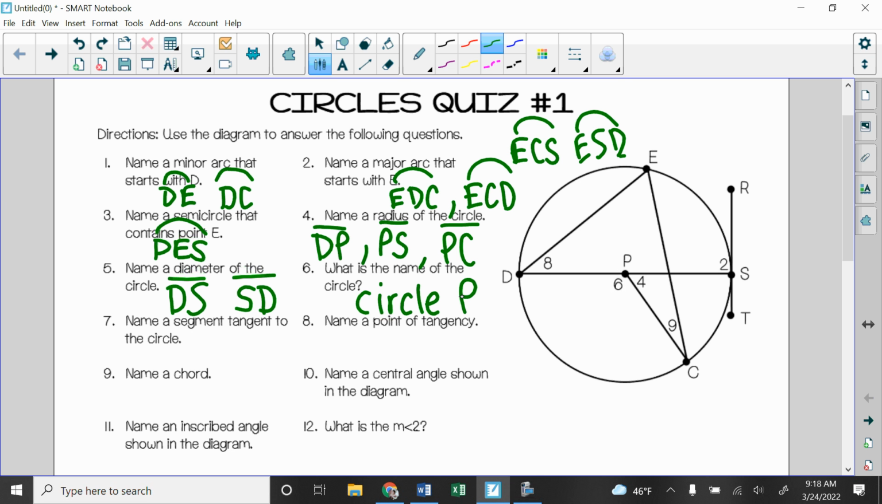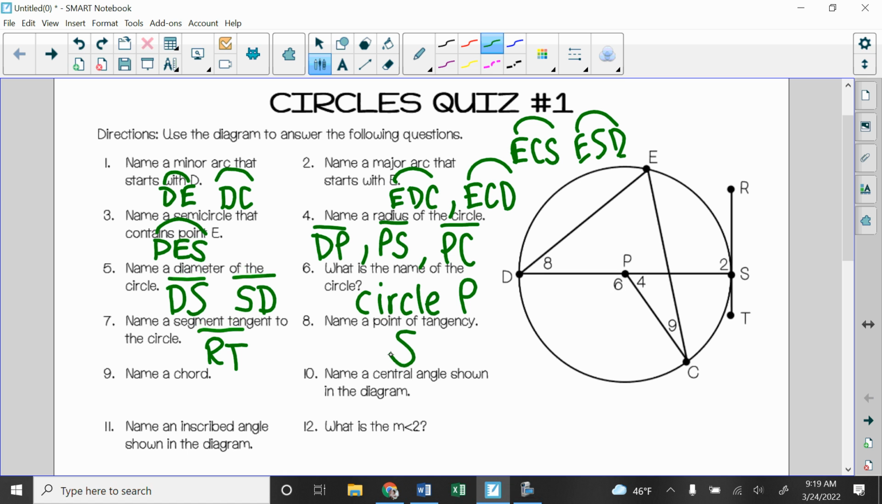What is a tangent? It is RT. Does anybody know what a tangent is though? It's outside the circle, not 2 spots, 1. Touches in exactly 1 spot. So you can see RT touches the circle at S. S is the point of tangency. It's where it touches the circle.